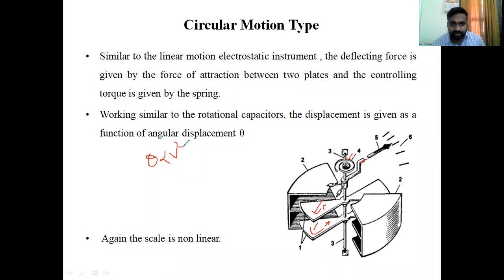Someone posted another query: if we apply AC to the linear type one, then the needle will oscillate to and fro instead of moving in one direction, so how can we read the reading?